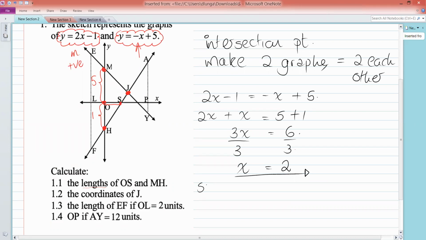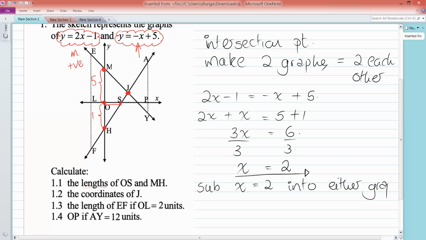I'm going to sub the point x equals 2. Does it matter which graph I sub it into? No, it doesn't, right? So you can sub x equals 2 into either of the two graphs.